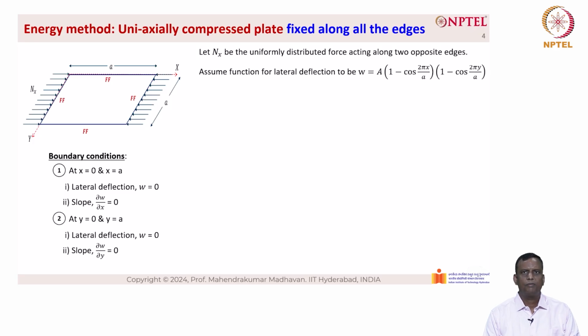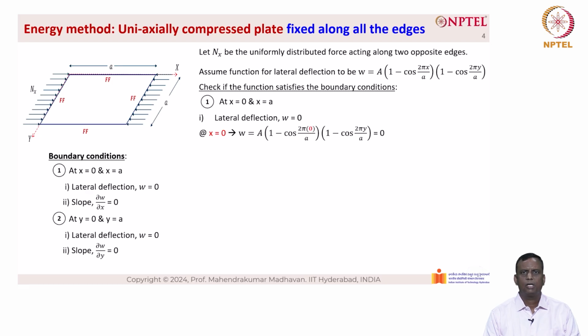Now, assume the function for lateral deflection to be w equal to a into (1 minus cos 2 pi x by a) into (1 minus cos 2 pi y by b). Let us check if this function satisfies the boundary conditions. So, at x equal to 0 and x equal to a, the lateral deflection w is equal to 0. At x equal to 0, w equal to a into (1 minus cos 2 pi into 0 by a) into (1 minus cos 2 pi y by a), which is equal to 0.